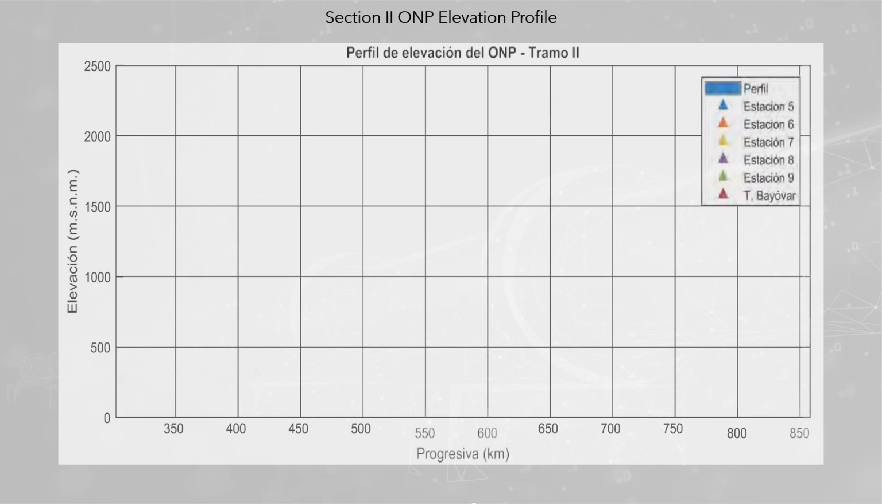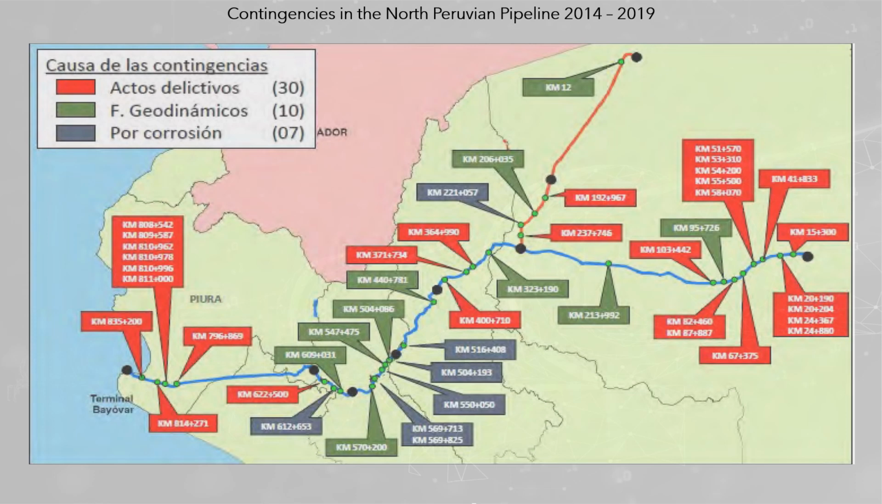In the areas where this phenomenon occurs, biphasic flow also alters the behavior of transient pressure effects in the duct, mainly in the speed of wave propagation. During the period from 2014 to 2019, 47 contingencies were recorded. Most of the contingencies arising from criminal acts were carried out in Section 1 and Section 2. The section most affected by geodynamic phenomena and corrosion was Section 2.